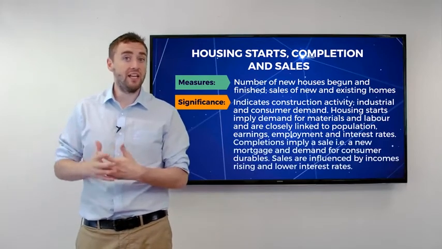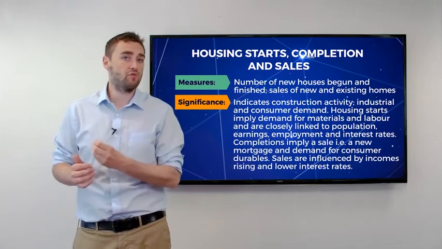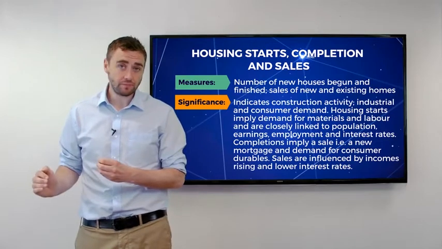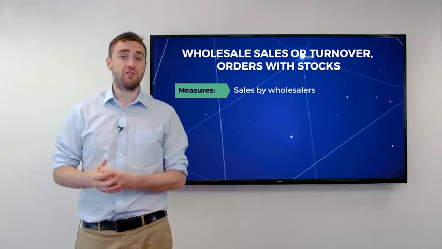Completions imply a sale, i.e. a new mortgage and demand for consumer durables. Sales are influenced by incomes rising and lower interest rates. Next, we have wholesale sales or turnover, orders with stocks.